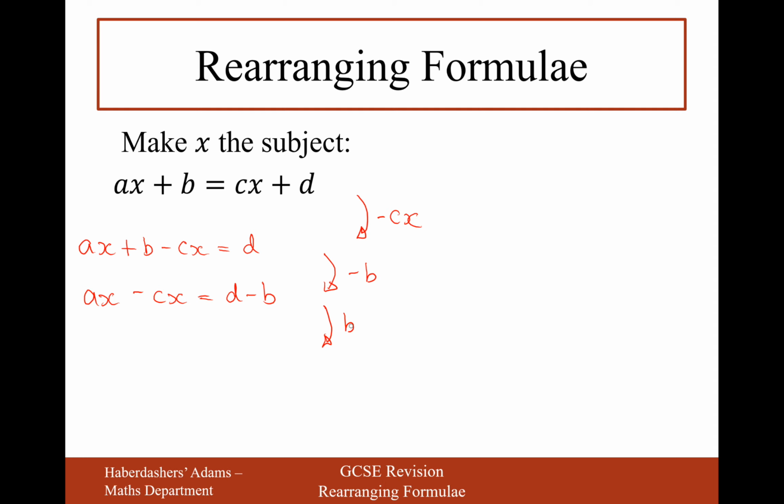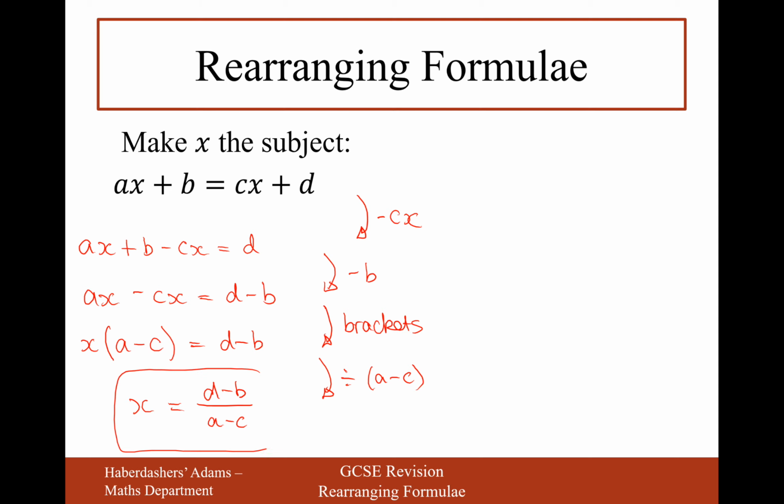Now I'm going to factorize by using some brackets. So it's going to be x, because x is the common factor between the two expressions here. Then it's going to be a minus c equals d minus b. Then we divide by the bracket. So I'm going to divide by a minus c. So it's going to be d minus b divided by a minus c. And remember, when you write fractions, you can effectively ignore the brackets around your a minus c here because it's implied. So there we are, that's the answer to this question.